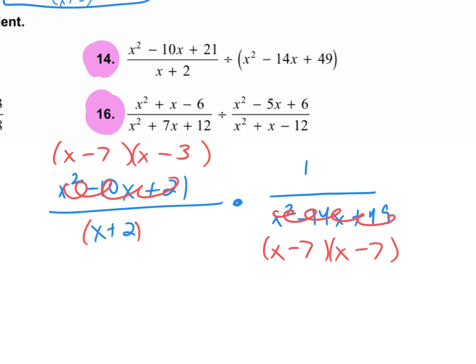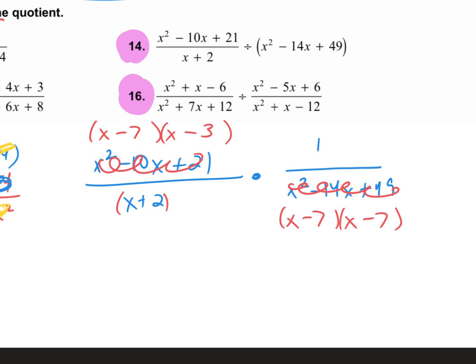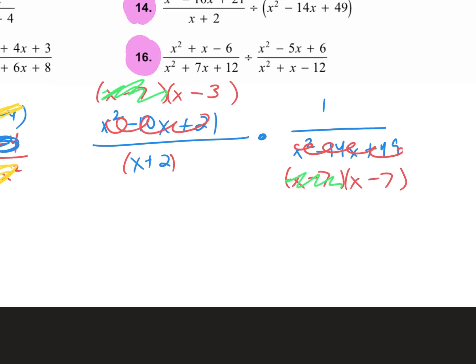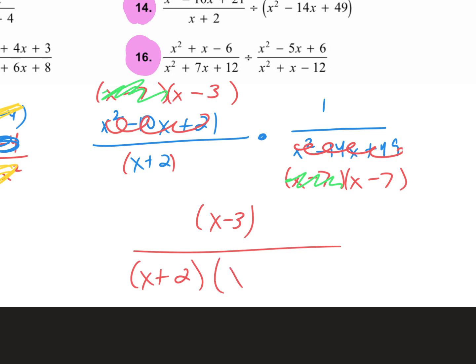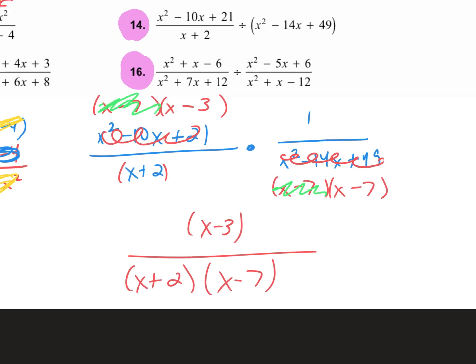And then again, anything exactly the same on top and bottom. x minus 7 and the x minus 7. So in my numerator, I'm left with x minus 3 over x plus 2, x minus 7.